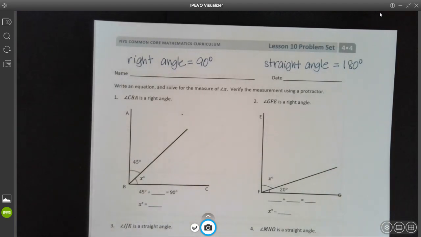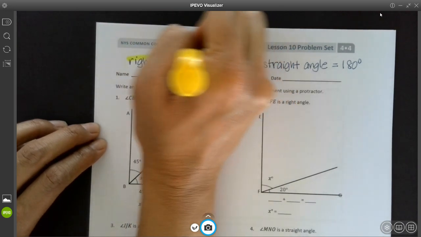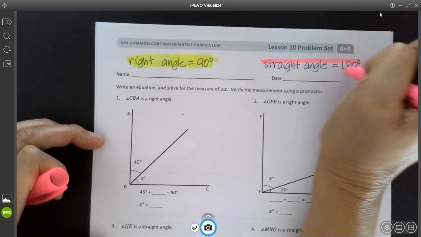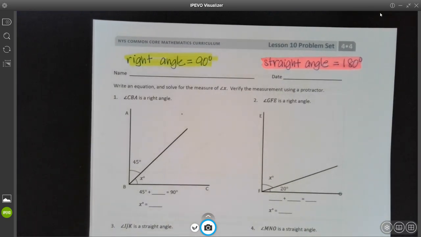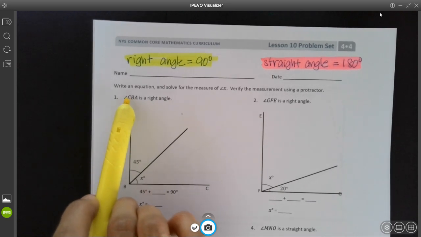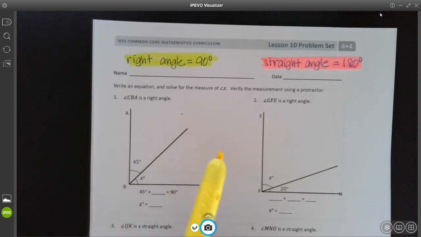I am going to color code so that I can make the color coding note so I can remember what's what down below. Sometimes you may not need it, but I like to do this so I don't make those mistakes. All right, so I'm just going to show you how this color coding works. We'll do one of each. We'll do two problems, one right angle problem and one straight angle problem on this page. So the instructions: write an equation and solve for the measure of angle X. Verify the measurement using a protractor. So for my examples today, I will not be verifying with a protractor, but you should do that at home.